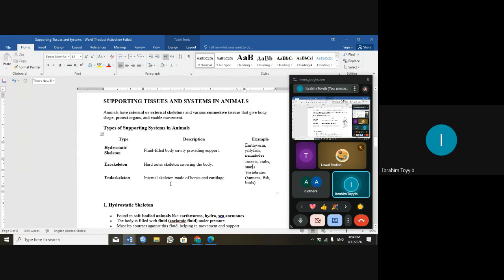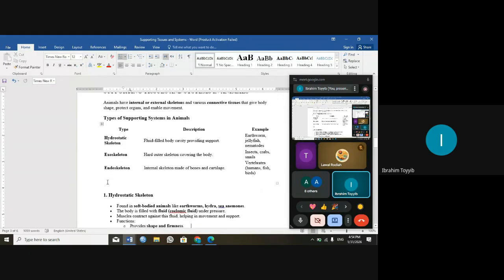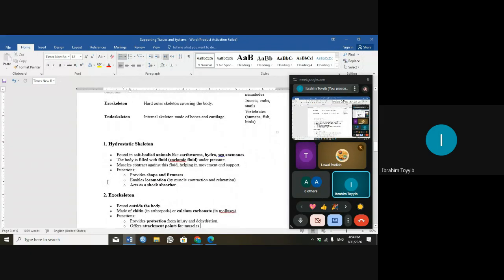Then we also have endoskeleton. Organisms that have their skeleton inside, like human beings, where the flesh is covering the bone inside. So the skeleton of human beings is made up of bones and cartilage. Majorly the vertebrates have endoskeleton. So under hydrostatic skeleton, it is common in organisms like earthworm, hydra, sea animals.